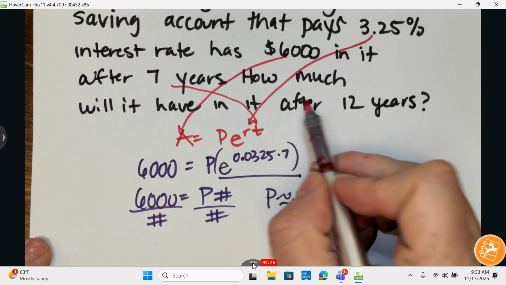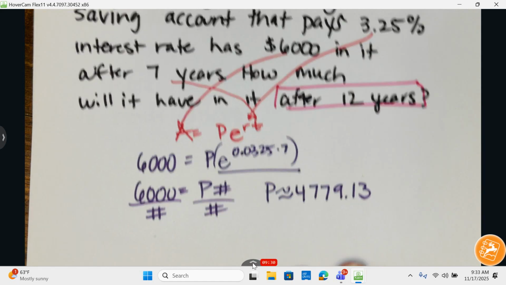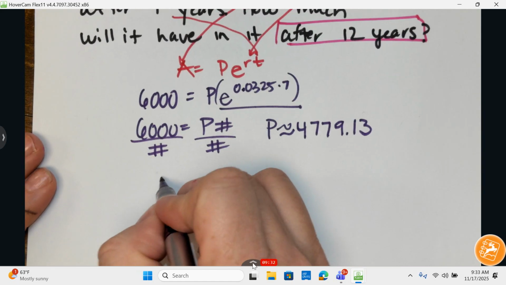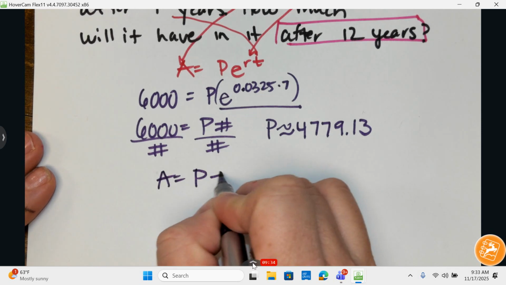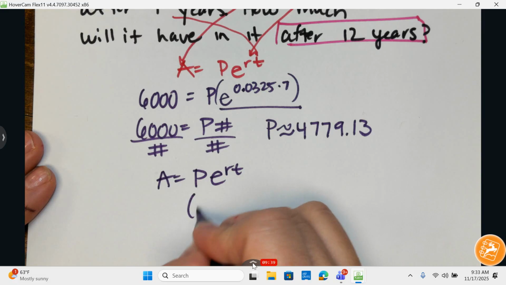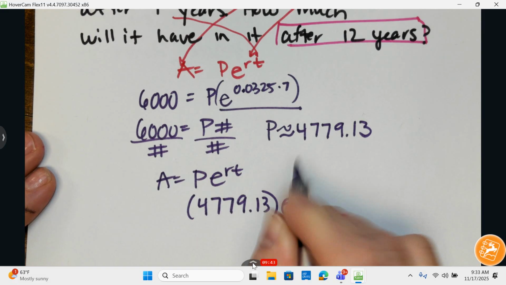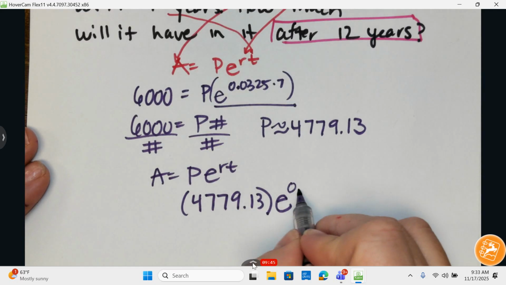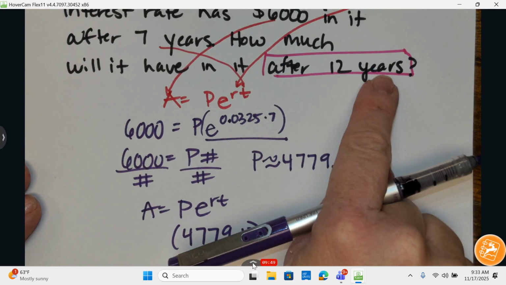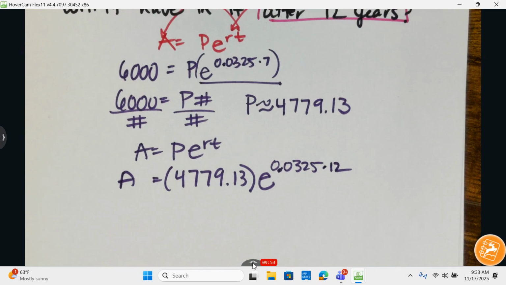It says, how much will there be after 12 years? So we're going to reset this problem back up with A equals P e to the rt. We now know that the initial amount is $4,779.13. We know the rate is 0.0325, and we know the number of years they want us to invest it is 12. We want to know what the outcome is when this is the case.